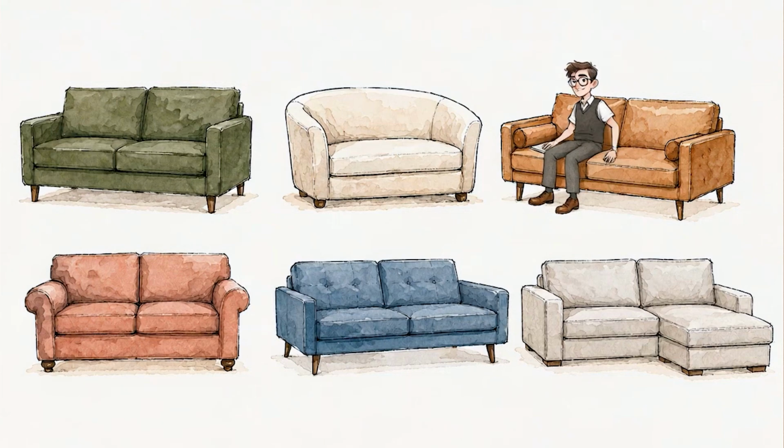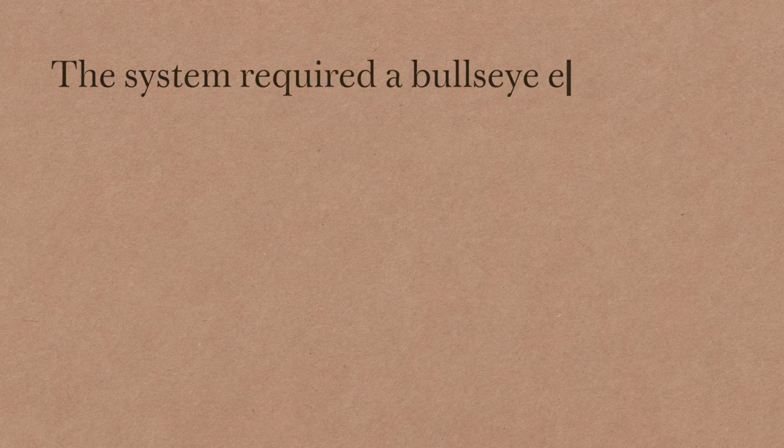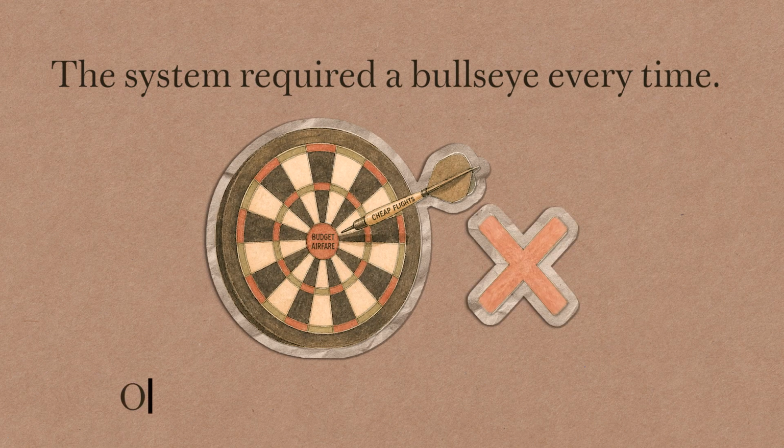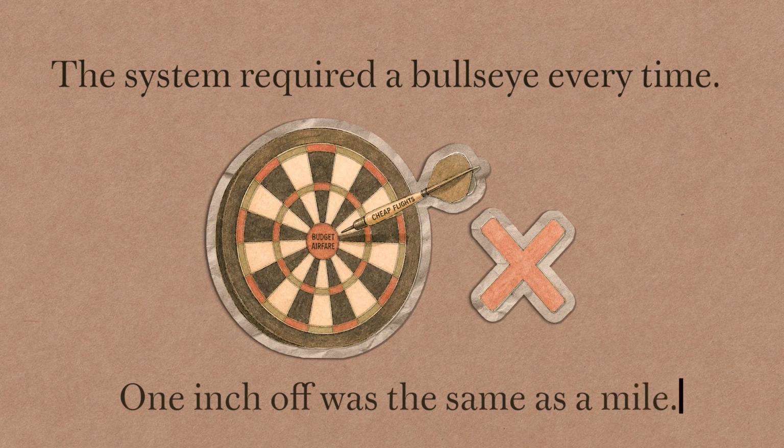Say the right thing and you get the results. Sofa. Say anything else and you get nothing. The system required a bullseye every time. 1 inch off, and it was the same as a mile off.